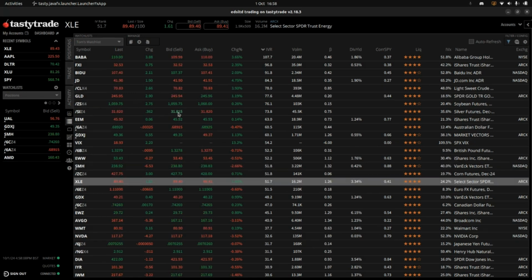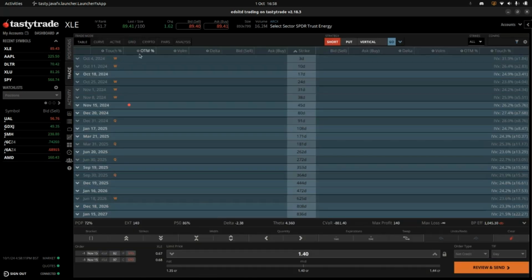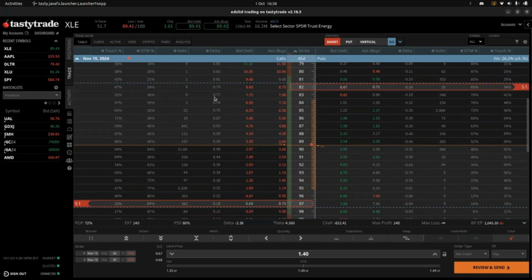So let's take a little bit of a deeper look into XLE. We pull up the trade tab, and then we want to be 45 days out in time, so we go to the November 15th expiration. As you can see, we have already mocked up a little position here, but I'll talk you through what we did. The orange horizontal line shows you where the price of XLE currently is. It's currently trading at $89.41, which is right in between $89 and $90 here. And the vertical orange bar is the expected move of XLE over the next 45 days.